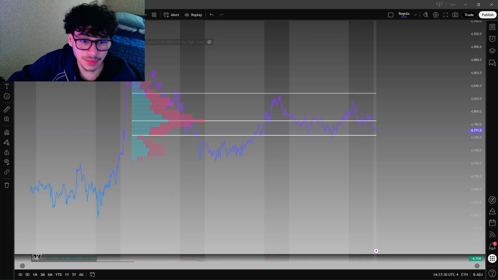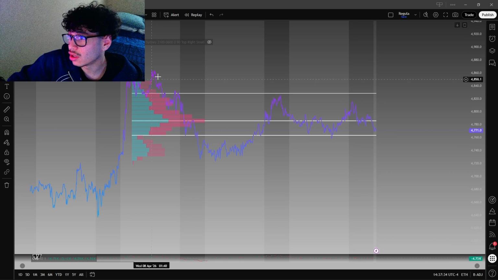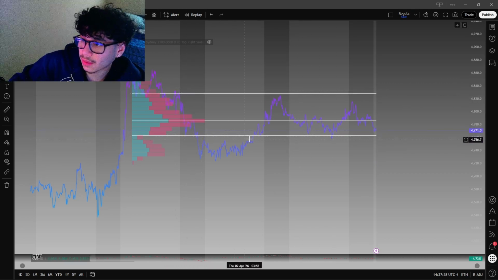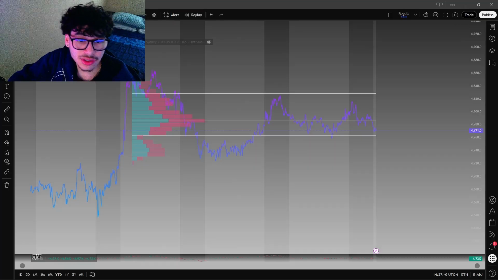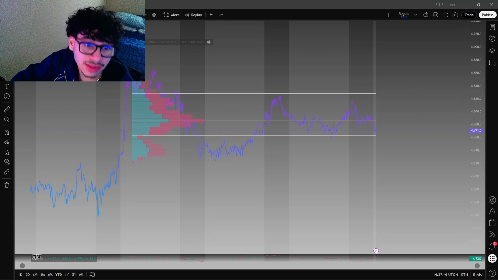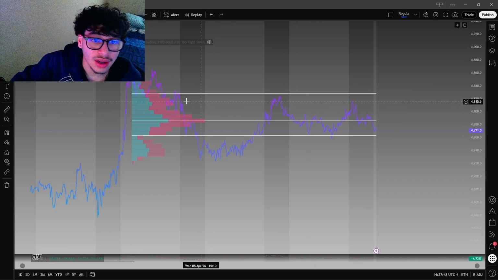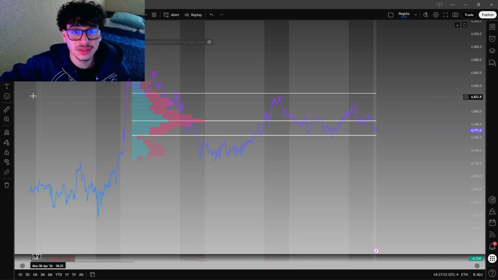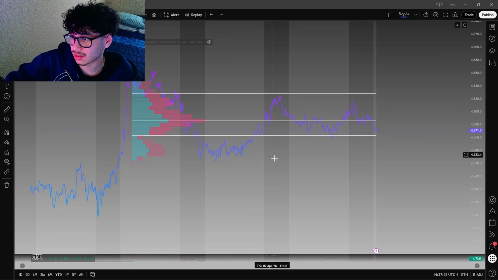So price keeps coming back to it. It's like a magnet. Value area high or low. Value area high is this top one, and value area low is this bottom one here. This is your fair value zone. When price is inside this area right here, the market is balanced. No clear direction. But when price breaks outside of this, that's when imbalance happens. And that's where trends start.